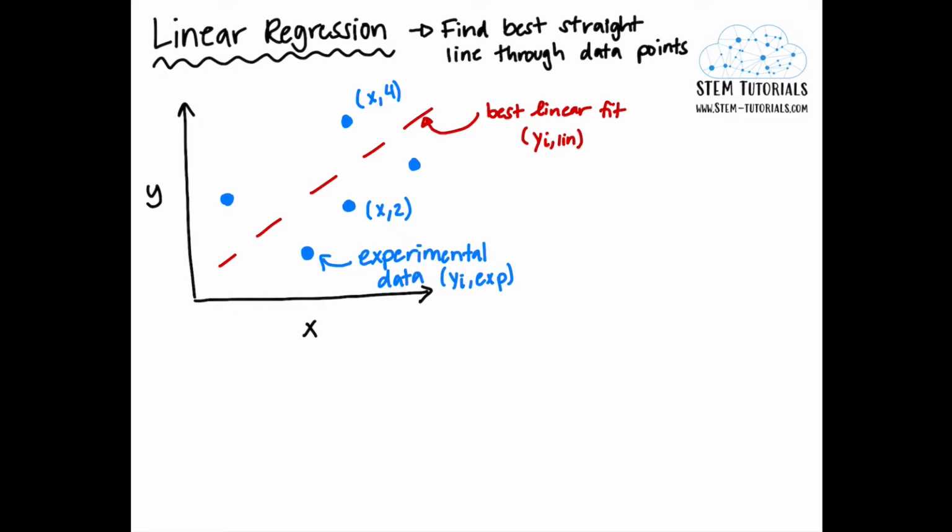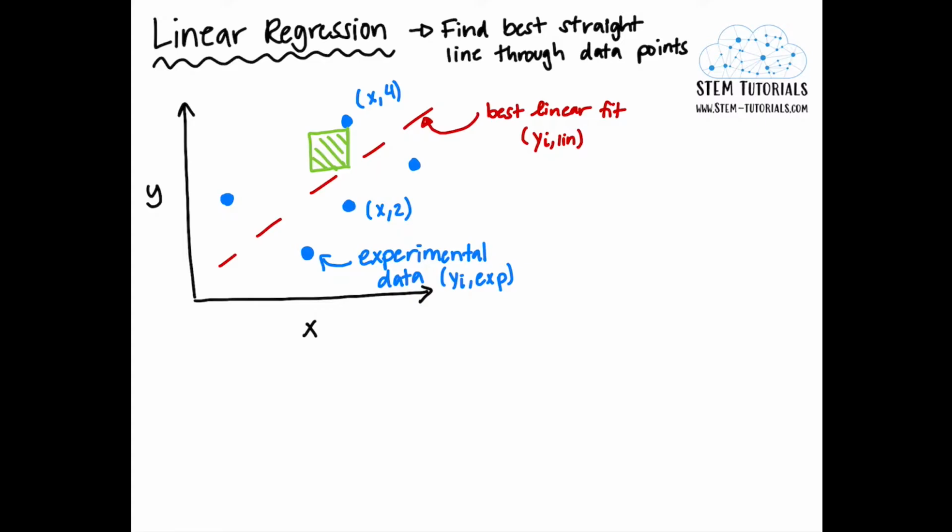The goal of linear regression is to minimize the area between the y values of our experimental data points and our line of best fit. So we're measuring the distance between this experimental data point and our line, and then we're squaring it. You can imagine just drawing a square here, and what we're trying to do is minimize this area.